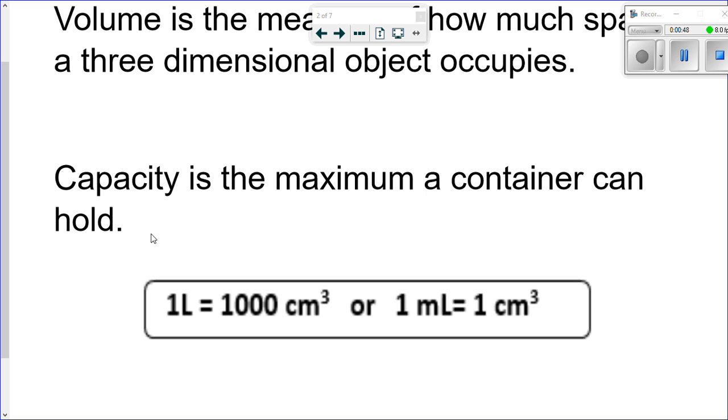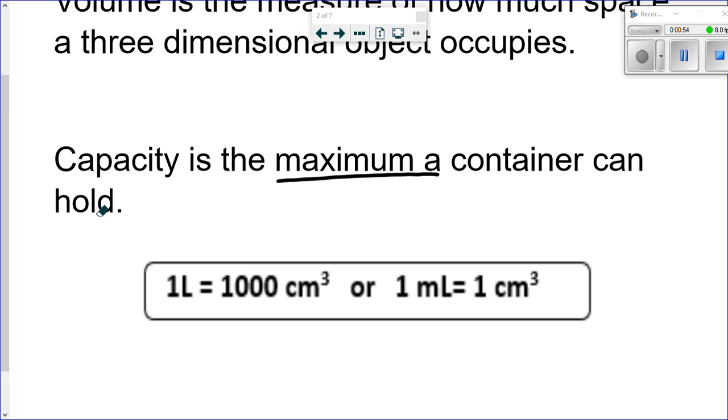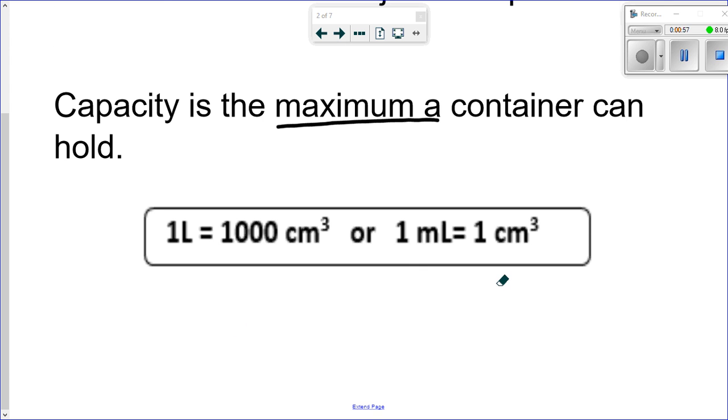Capacity is the maximum that a container can hold. Okay, so it's still volume, but it's the maximum volume for a shape. And these are going to be important, especially this one. Now, this is true for water. We're going to use it for pretty much everything.